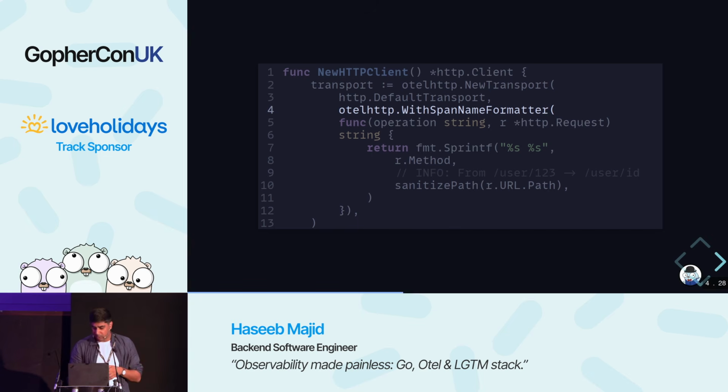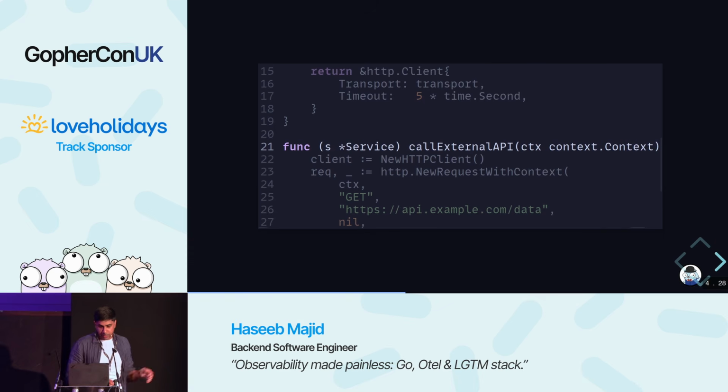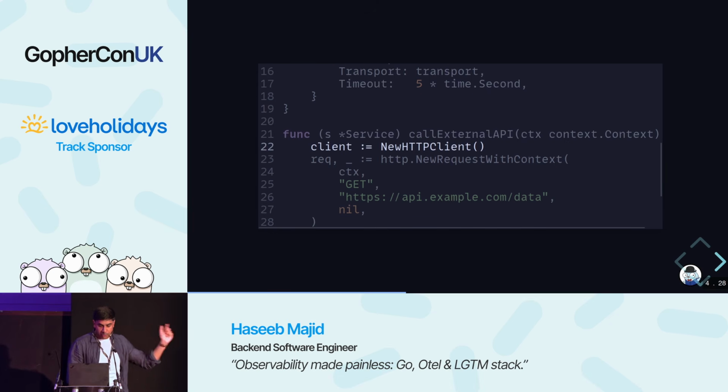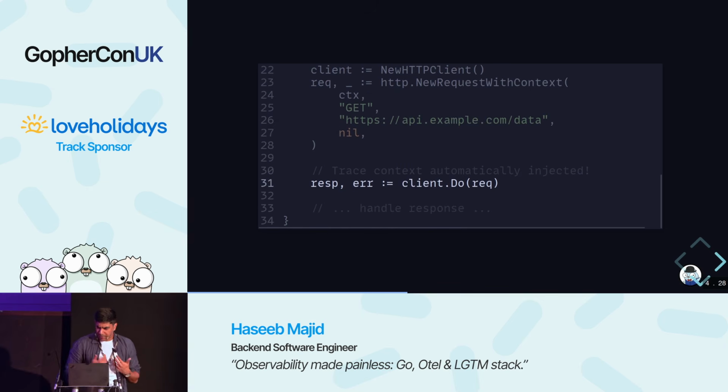Here we can just set what we want to call the span. You can sanitize it. So if you don't want each unique one for each user, maybe you could replace that with ID, et cetera, because of path parameters and such. And then we can just call that client as we would. And again, that CTX variable, quite important that we pass that around, and that has that tracing context in, because when we create this new client and we make that request, it's automatically going to be injected into those HTTP headers. Hopefully that makes sense.